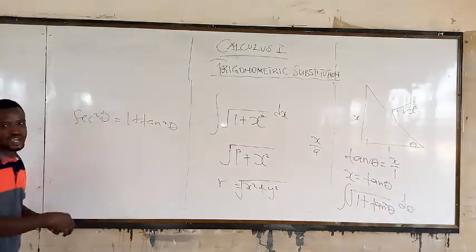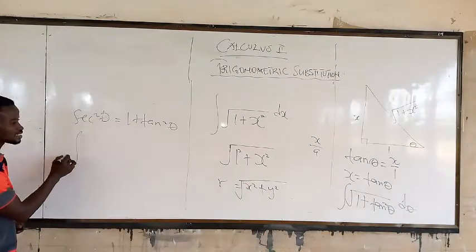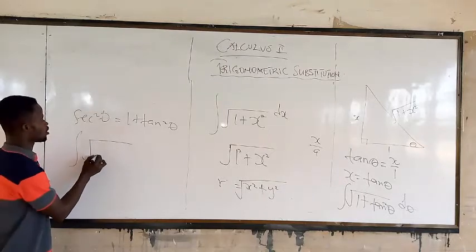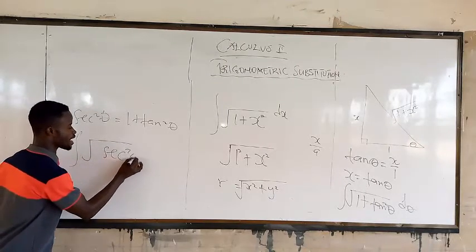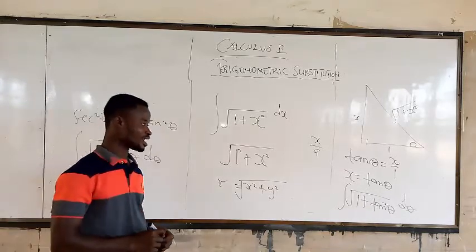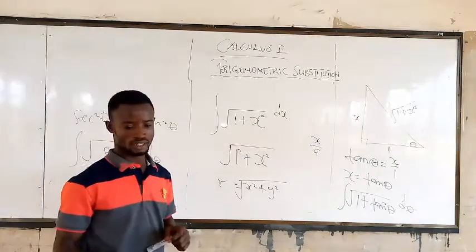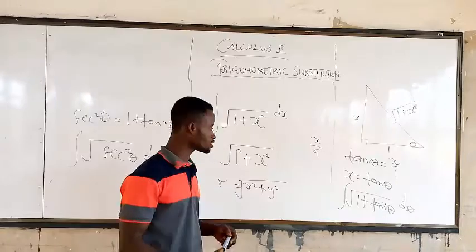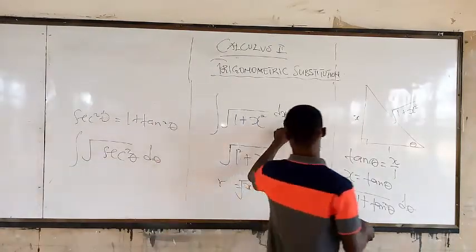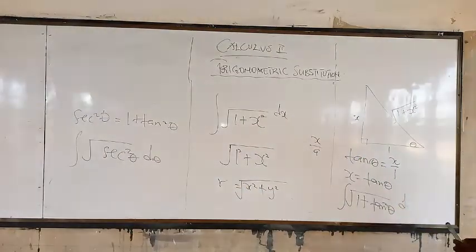So in the same way, this integral, we can rewrite as the integral of the square root of sec squared theta d theta. I hope you can see that. Alright. I forgot to also tell you something, that here will not be d theta, here will rather be dx.